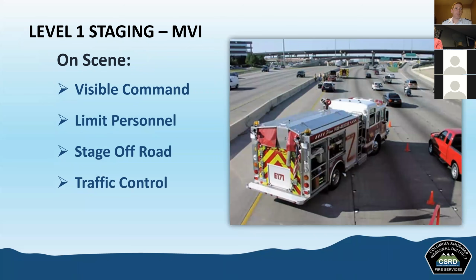Okay, so level 1 staging on scene. We want command to be visible. We typically will take an incident command role. Our road rescue partners, RCMP, BC Ambulance, don't train on the ICS system the same way we do. And in many of these cases, even though we're only being called out possibly for scene safety, it may end up that your highest ranking officer, or the officer in the first vehicle, is going to assume that incident commander role.